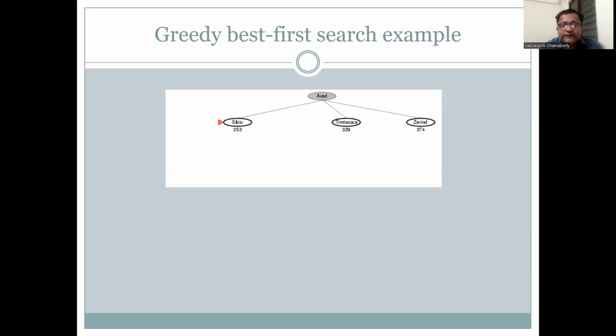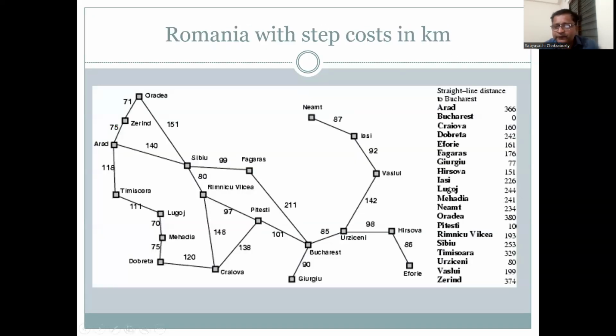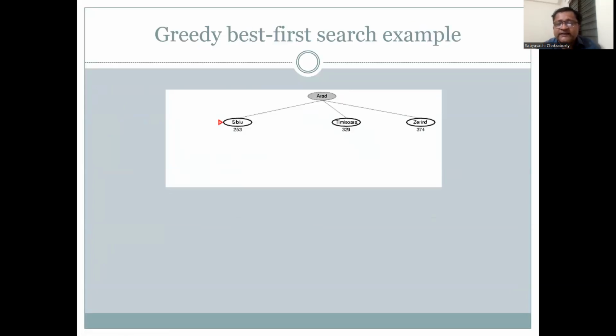And Sibiu has the heuristic value of 253 as per the schedule. The heuristic value of Sibiu means the distance from Bucharest is 253. And similarly, the other nodes, Timisoara and Zerind, have the heuristic values of 329 and 374, respectively. And then, what is the lowest among them? We will choose the lowest, the one closest to Bucharest. Whichever vertex is closest to Bucharest, we will choose that. So Sibiu is the closest. It has the least distance compared to the other two. That is, 253 is the lowest.